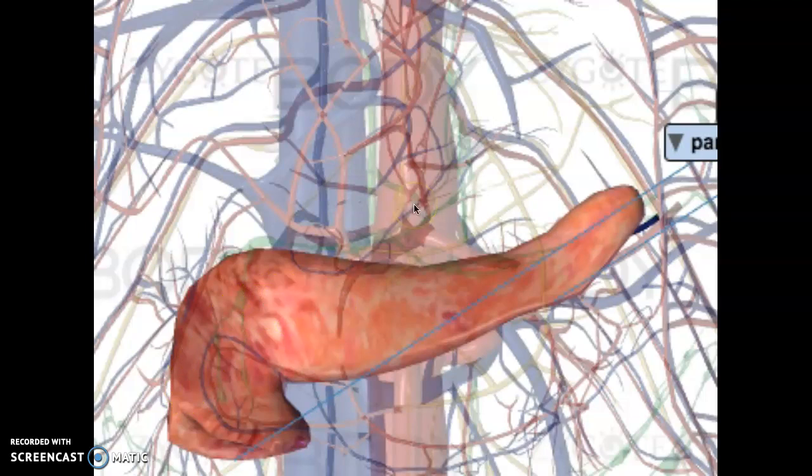Food does not come into direct contact with this. That's why it's an accessory organ. However, it plays that critical role in digestion, which allows food to be digested and protected, and the organs themselves are protected. And that's my video.